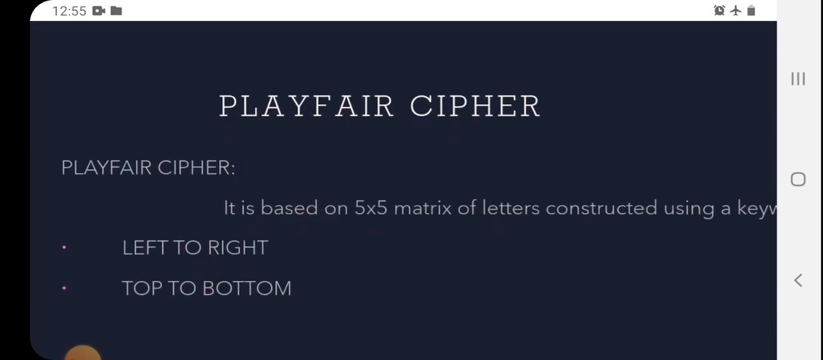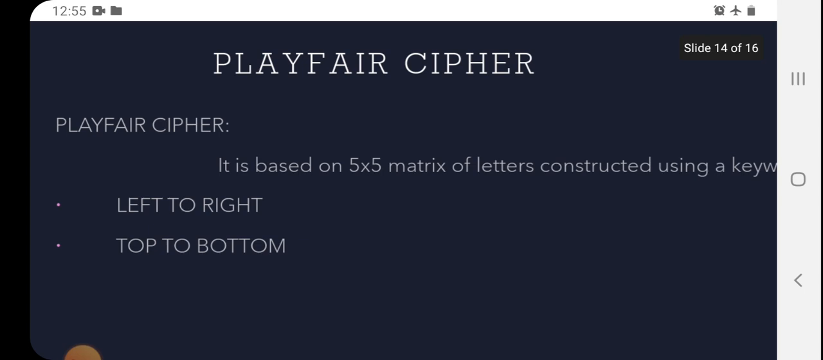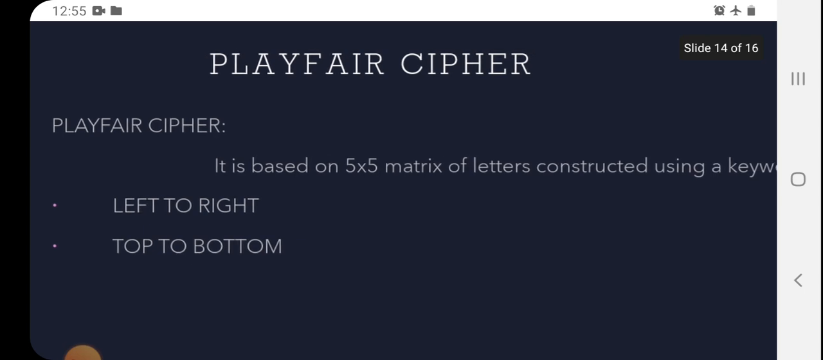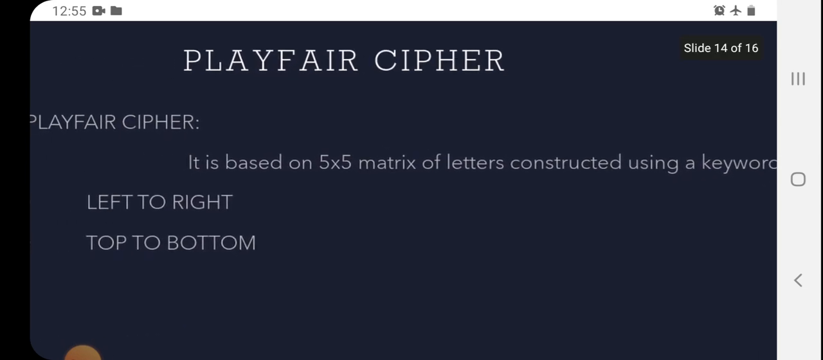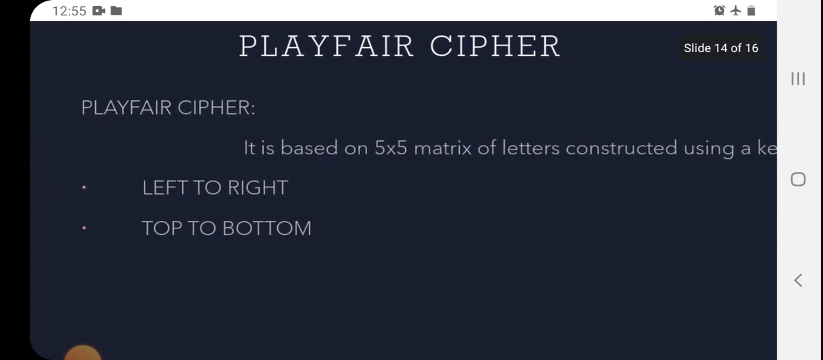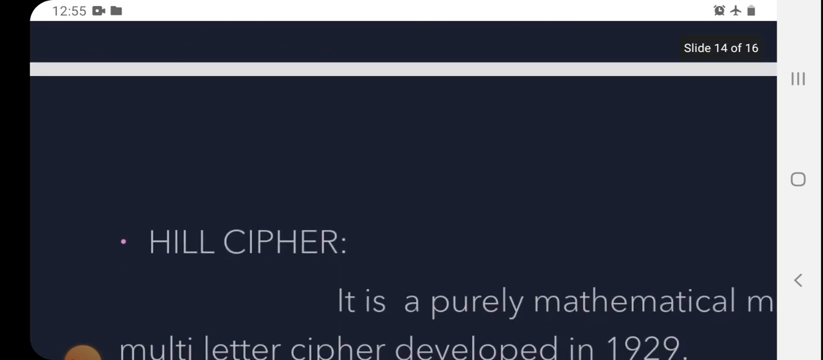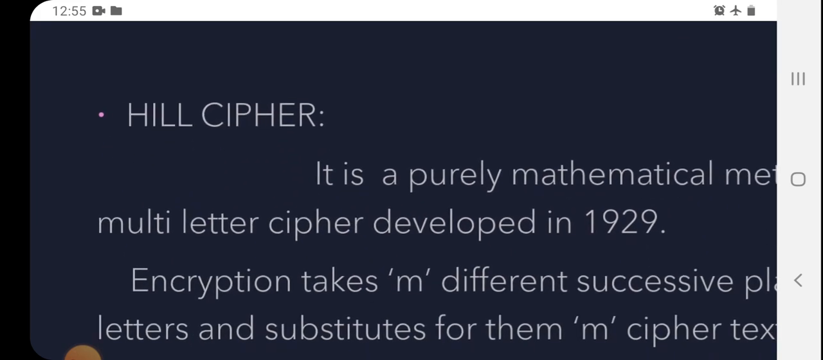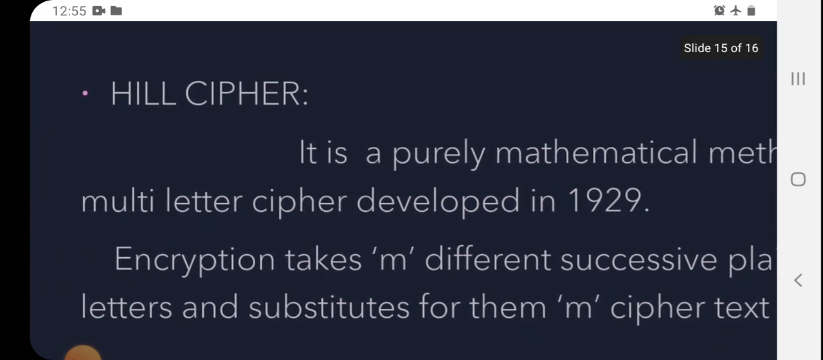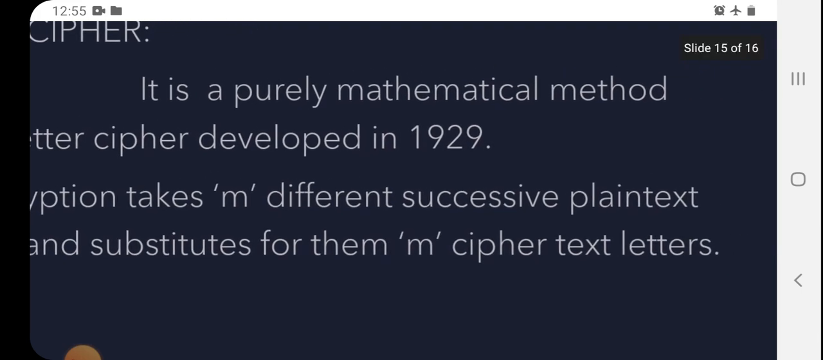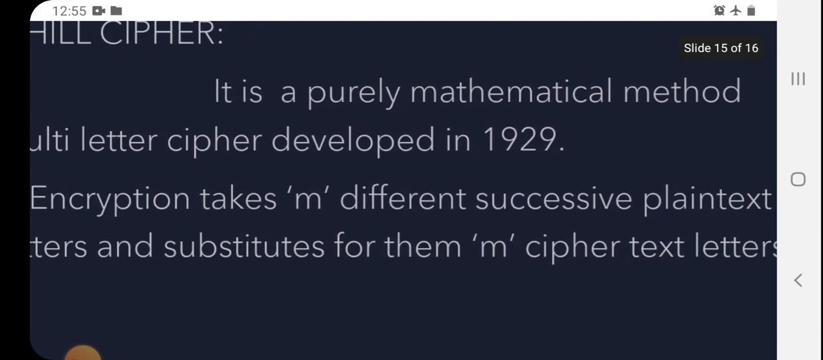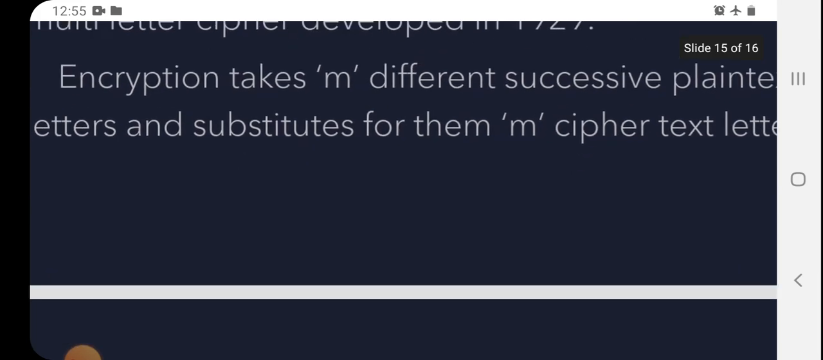Next we have the Playfair cipher. This Playfair cipher is a 5 by 5 matrix of letters constructed using a keyword. You write the rows from left to right and top to bottom when you want to decode it. Next is the Hill cipher. This is a purely mathematical method and a multi-letter cipher developed in the year 1929. Encryption takes m successive plain text letters and substitutes for them m cipher text letters.